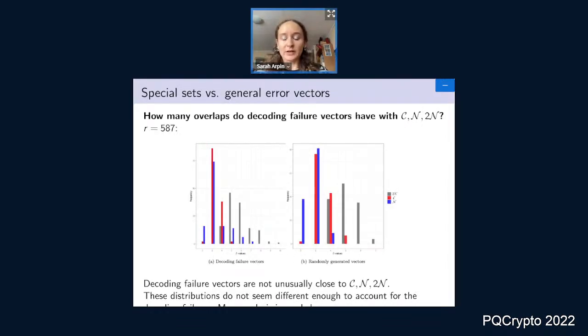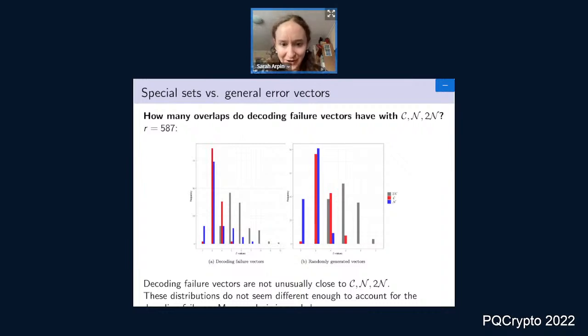However, when we computed the decoding failure rates of our generic vectors, the error vectors which caused decoding failures were not overly close to Cn or 2n. So here we looked at our decoding failure vectors from the random simulation that Daniel showed you, and we also computed distances from Cn to 2n and 2n of randomly generated error vectors.